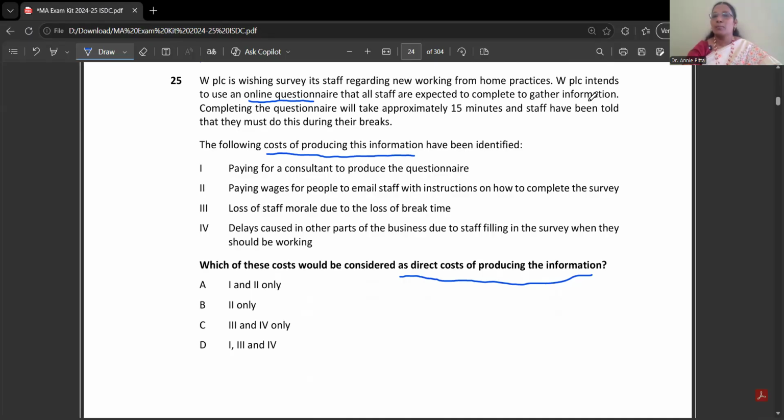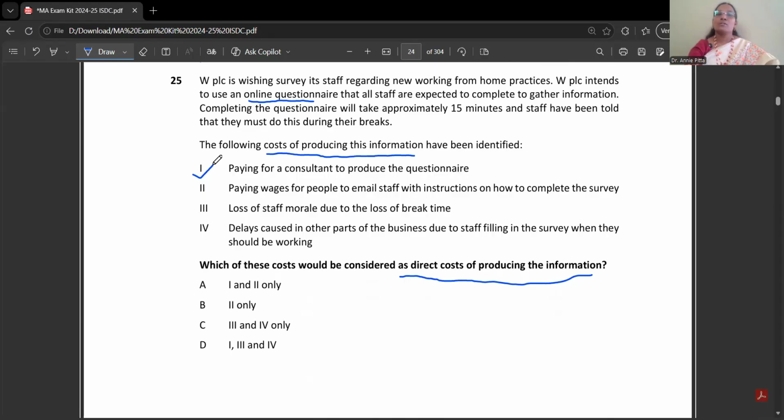So staff are expected to complete this data during their break times, etc. Completing the questionnaire will take 15 minutes, and that has to be done during the break. First one, paying for a consultant to produce the questionnaire. Is this a direct cost? Can you identify this cost? Paying a consultant some remuneration, can we identify this with the function or the activity of collecting data through questionnaires? Yes, because the consultant is the one who's producing the questionnaire. So direct identifiability is there, therefore it's a direct cost.